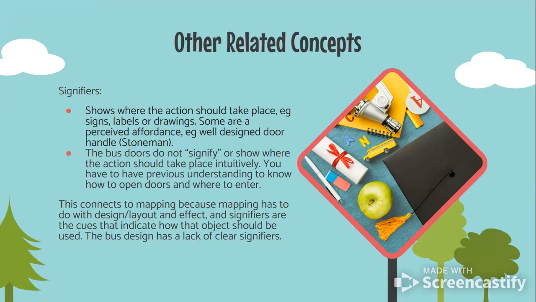The bus doors do not signify or show where the action should take place intuitively. You have to have previous understanding to know how to open doors and where to enter. This connects to mapping because mapping has to do with design layout and effect, and signifiers are the cues that indicate how that object should be used. The bus design has a lack of clear signifiers.